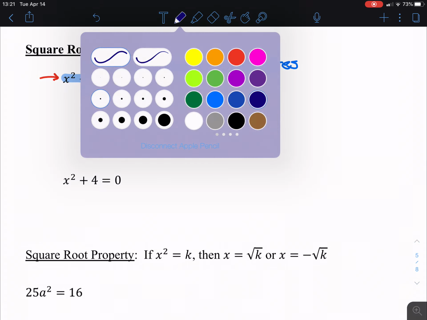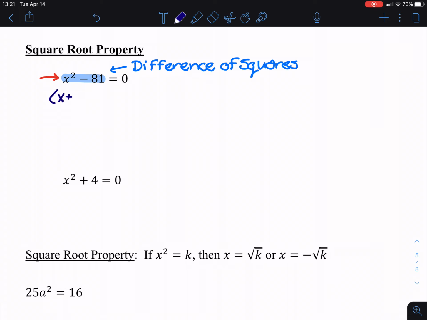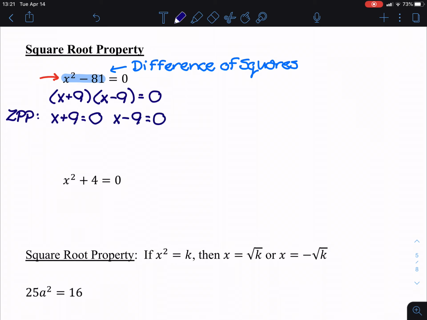So it factors into x plus 9 times x minus 9 equals 0. Then we can apply the zero product principle to say that x plus 9 is equal to 0, or x minus 9 is equal to 0. And then solving each of these equations will give us our solutions, which would be x is equal to negative 9 or x is equal to positive 9.